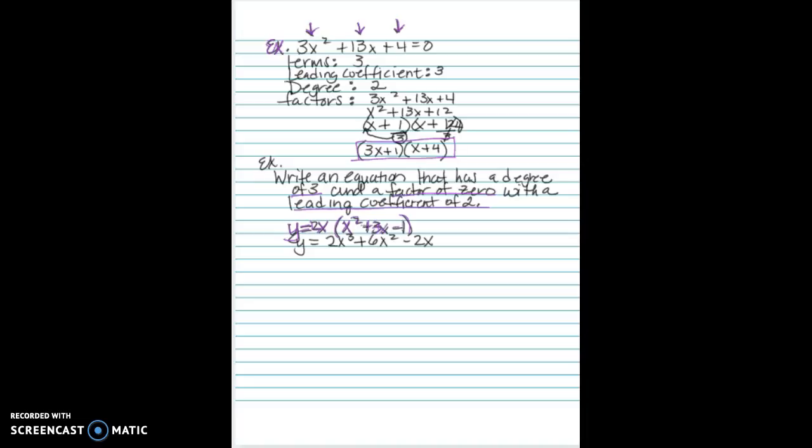And then I'm going to use anything with a square in it, like my x squared plus 3x minus 1, so that when I multiply this out, I end up with a degree of 3. You see, once we distribute, we do end up with 2x cubed, that's a degree of 3, plus 6x squared minus 2x.